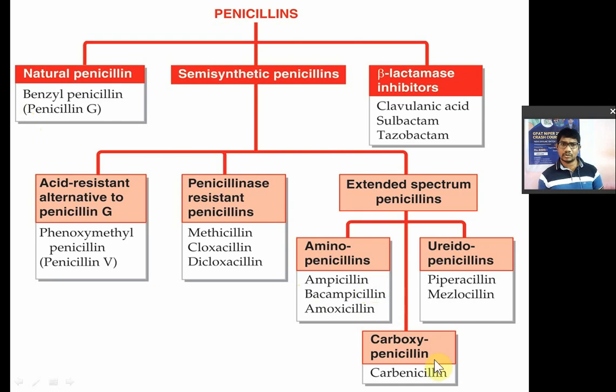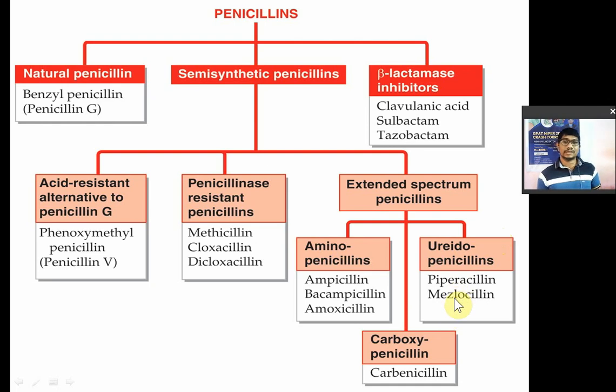Now another second part is known as carboxypenicillins. In that you have carbenicillin, and another example is ticarcillin. Carbenicillin and ticarcillin are carboxypenicillins. They are extended spectrum penicillins. Now the third class in the extended spectrum is the ureidopenicillins. Ureidopenicillins include piperacillin, mezlocillin and azlocillin.